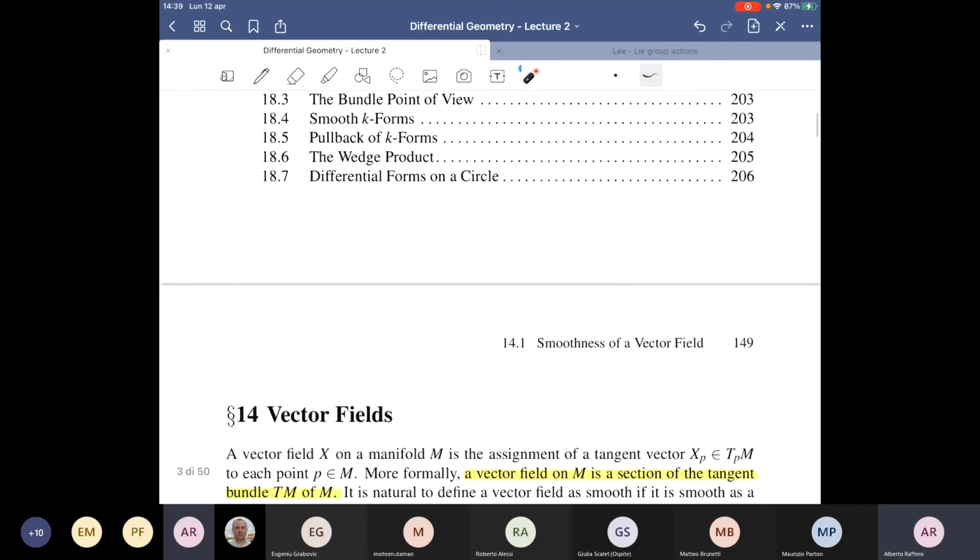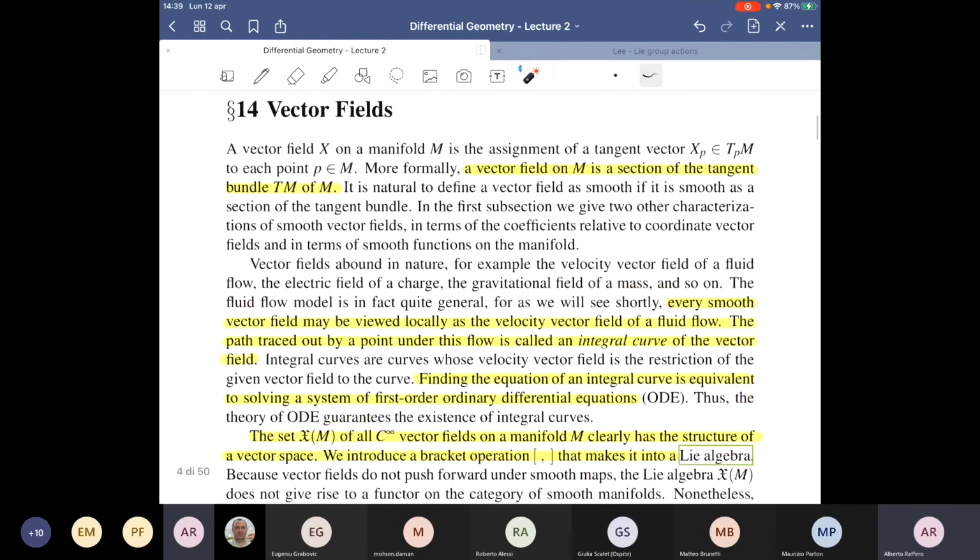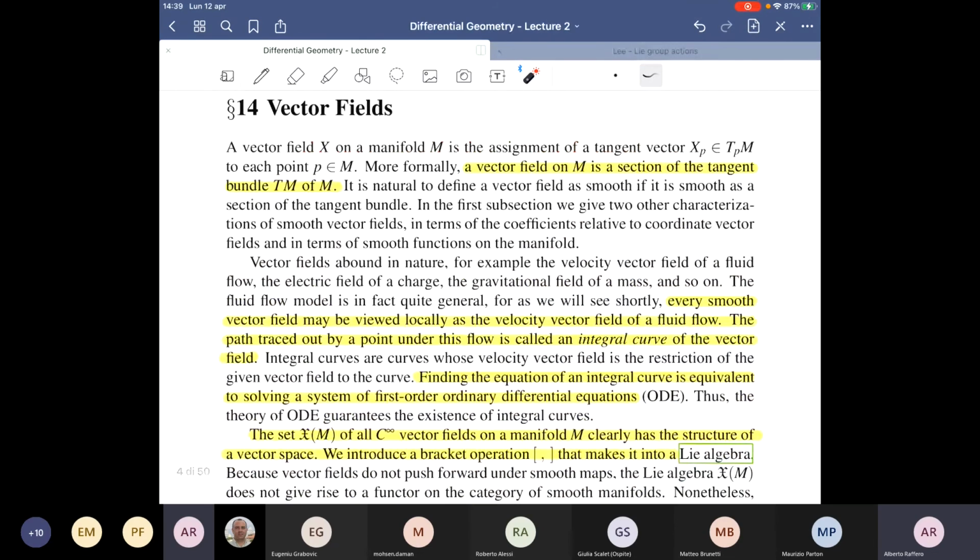Okay, so this is the plan for today, so let's start, and let me just briefly recall what is a vector field. You saw this last time. So a vector field on a smooth manifold is a section of the tangent bundle of the manifold. So this means that you defined last time the tangent bundle. It is a vector bundle that you can define over a manifold, and you say that the vector field is a section of this tangent bundle.